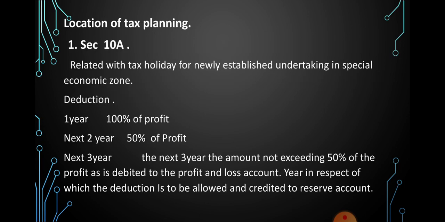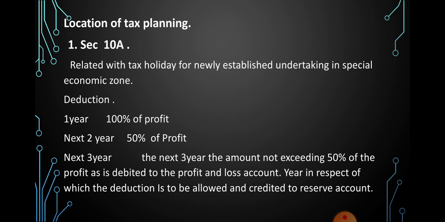Location of tax planning. First one, Section 10A, related to tax holiday for newly established undertakings in a special economic zone. The deduction is 100% of profit in the first year, 50% of profit in the second year, and in the third year an amount not exceeding 50% of the profit, as debited to the profit and loss account in the year in respect of which the deduction is to be allowed and credited to a reserve account.